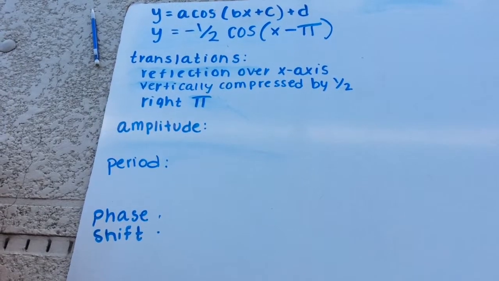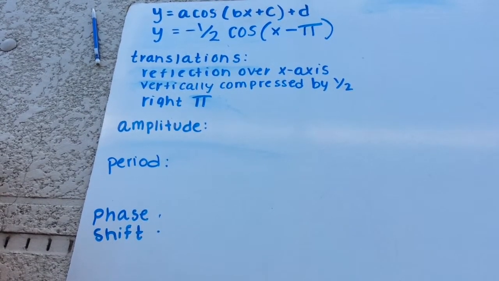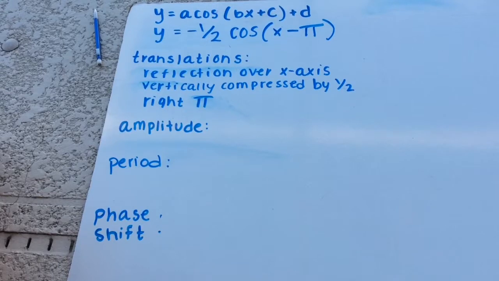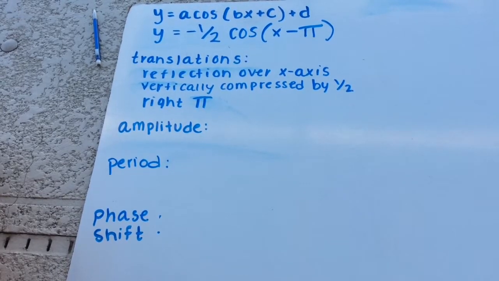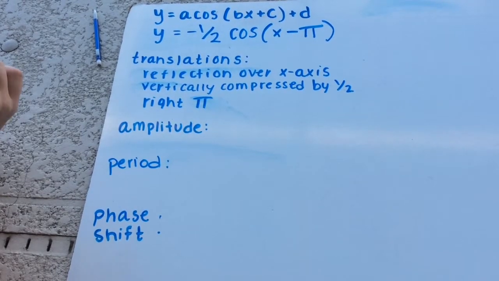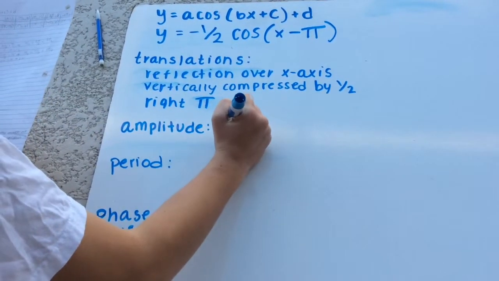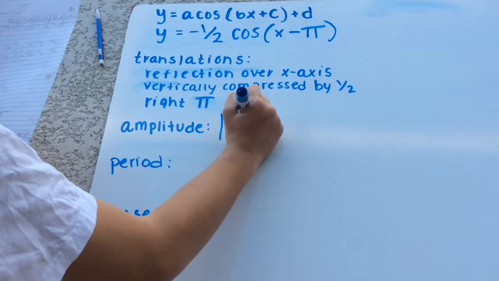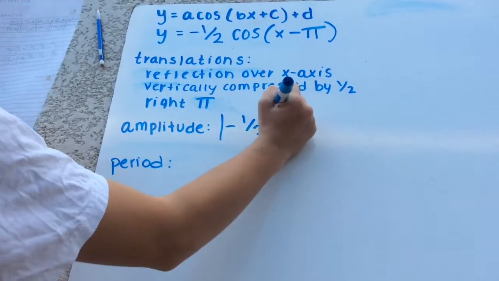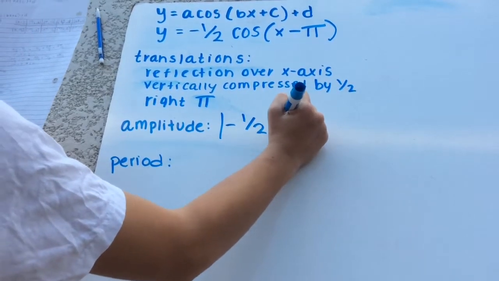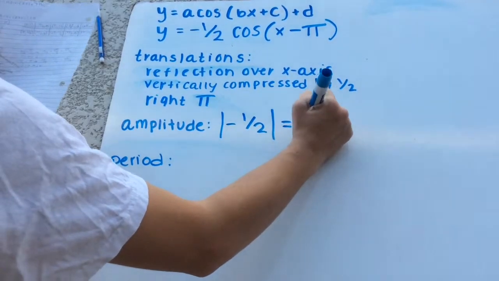First, we're going to solve for amplitude. Amplitude is half the distance between the maximum and the minimum values of a function. In other words, it's half the height of a wave. The formula for amplitude is the absolute value of A, so in our case, it's the absolute value of -1/2, which is 1/2.